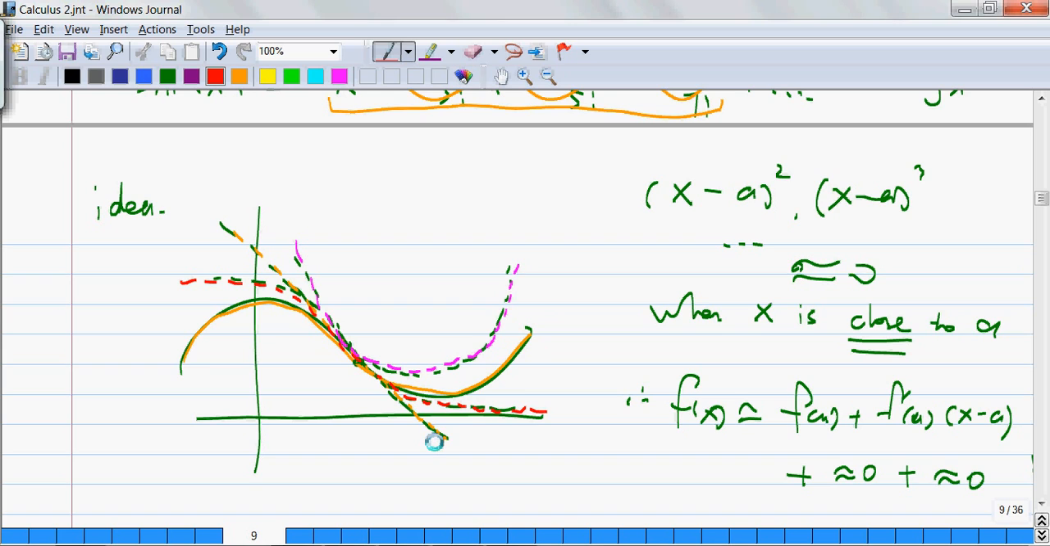But since I think you didn't learn Taylor approximation yet, I will not go into the details. But again, as I said, when x is close to this point, so if x is in this small range, all the higher order polynomials like this are approximately 0. So you are only left with the linear approximation. And that's why we call it the linear approximation.